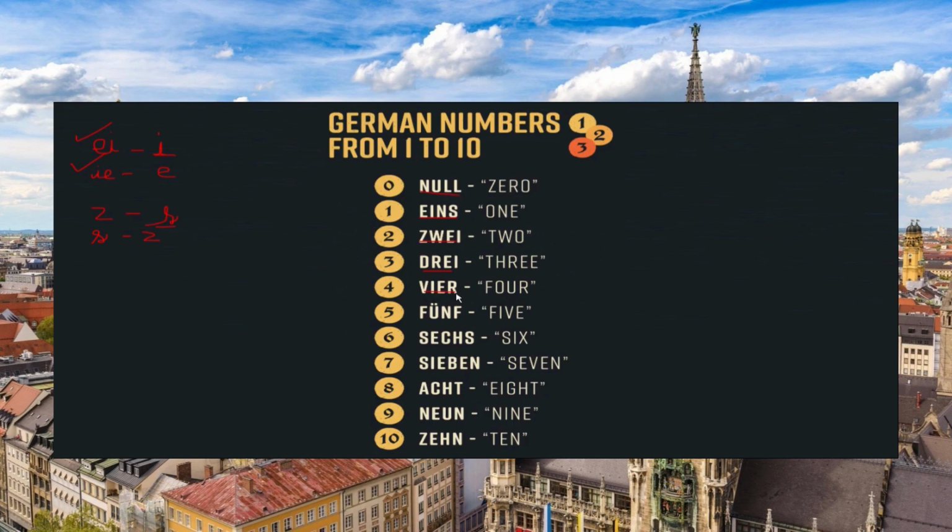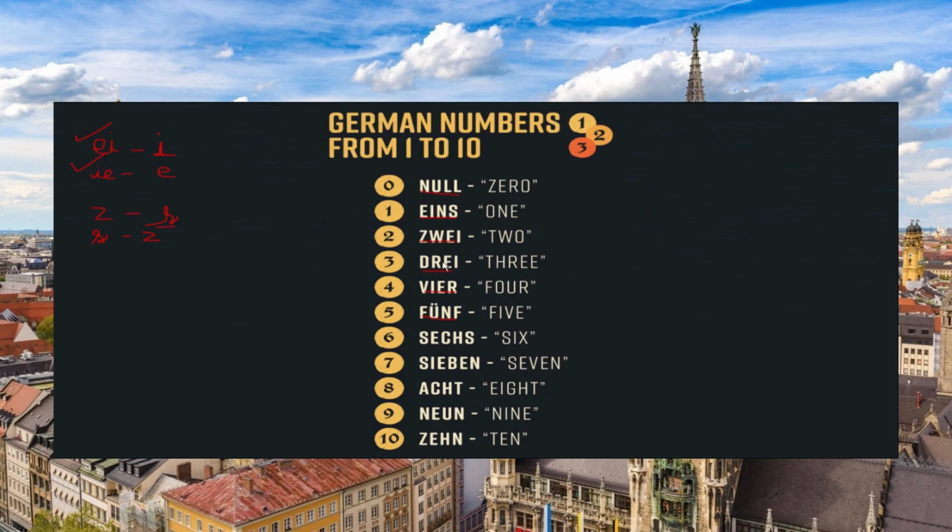Donnerstag. See, it has a double N. Thursday is Donnerstag. Friday is Freitag. Saturday is Samstag. Noch einmal, Samstag. Sunday is Sonntag. Noch einmal, Sonntag, with the double N.